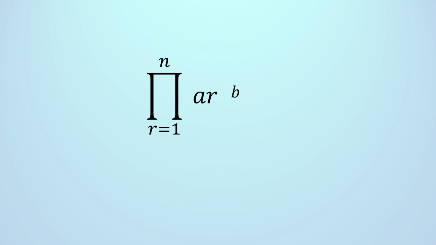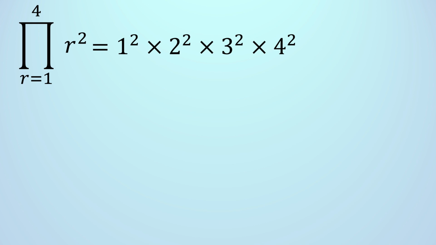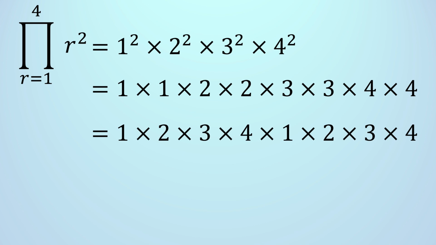Not quite, because actually if you're trying to find powers, those actually do work very nicely with products. Let's look at a quick example. Let's say we're doing the product from the first term to the fourth term of r squared. That, of course, is calculating 1 squared times 2 squared times 3 squared times 4 squared, and in turn, each of those squared things individually mean this. But because it doesn't matter what order you multiply things in, that commutative property we talked about earlier, we could rewrite this in this order.